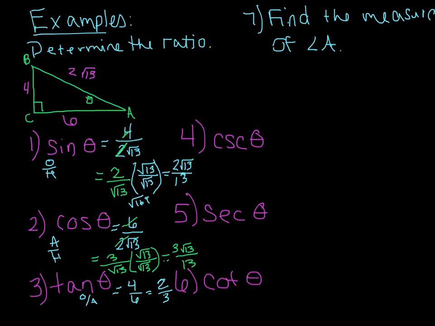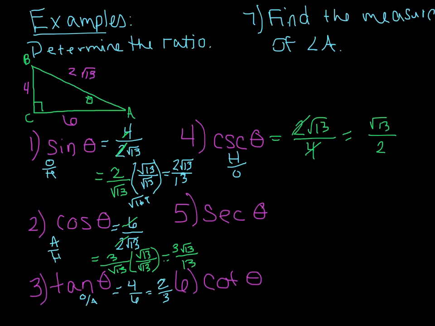So if I know cosecant's the reciprocal of sine, I know cosecant has to be hypotenuse over opposite. So if I'm looking at my hypotenuse side for the triangle, I have 2 square root of 13 divided by my opposite side, which is 4. And then I could just reduce my 2 and my 4, so it becomes radical 13 over 2.